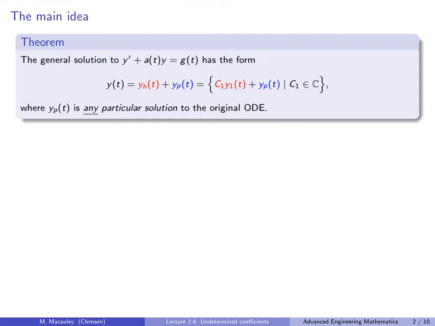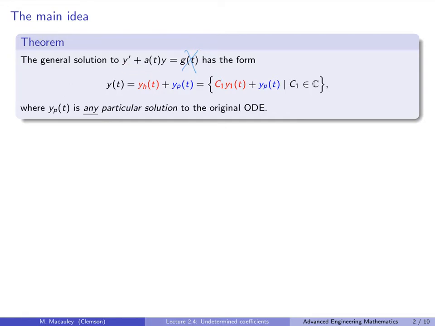Recall the main theorem from the previous lecture, which shouldn't even have been new then. This says that the general solution to a first-order inhomogeneous ODE has the following form. It's the solution to the related homogeneous equation, that is, when you get rid of g of t, plus any particular solution that you can find to the original ODE.